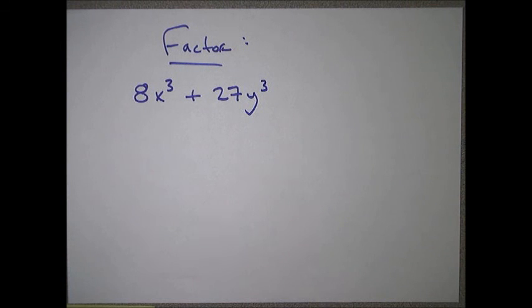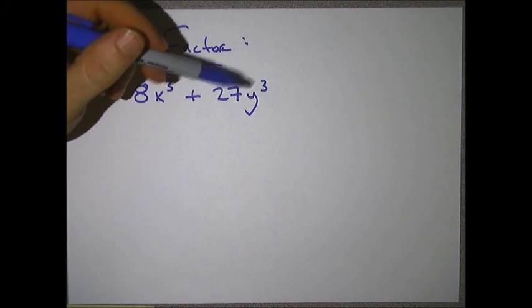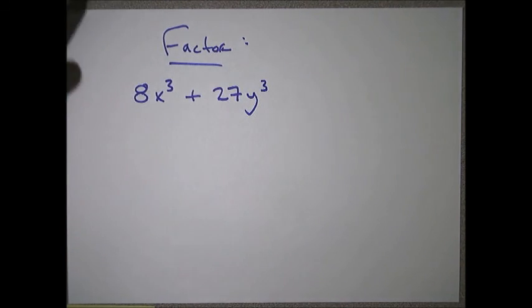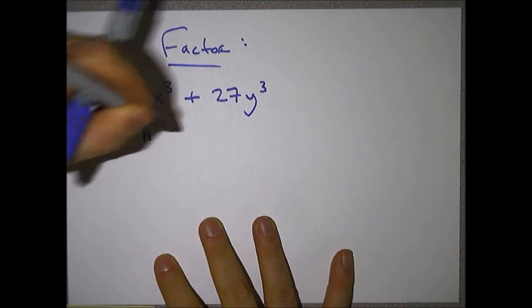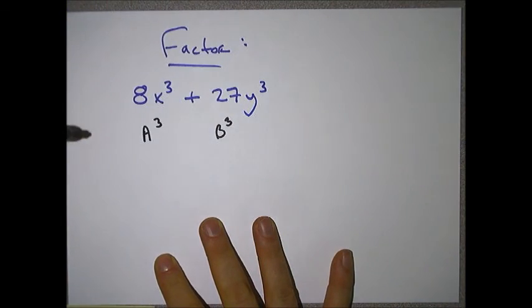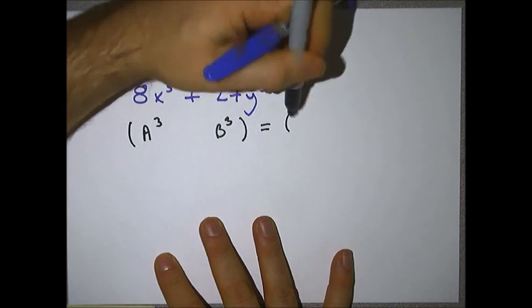Okay, to factor this, it says 8x to the third plus 27y to the third. You're looking at this and you see 8 is a perfect cube, x to the third is a perfect cube, 27 is a perfect cube, and y to the third is a perfect cube. So if every single thing in your line is a perfect cube, you can factor them. So what they're giving you right here is your a to the third, and this is your b to the third.